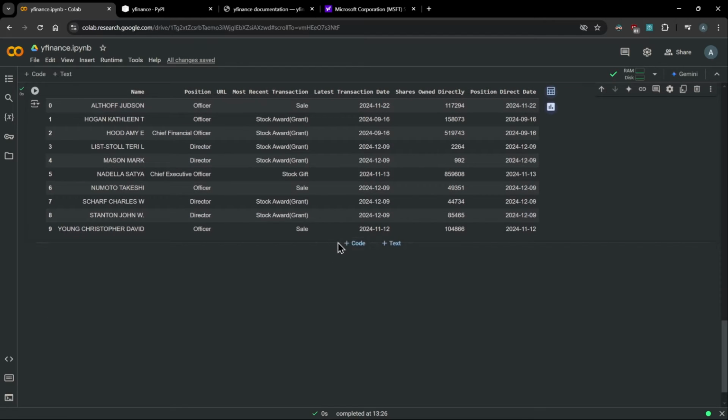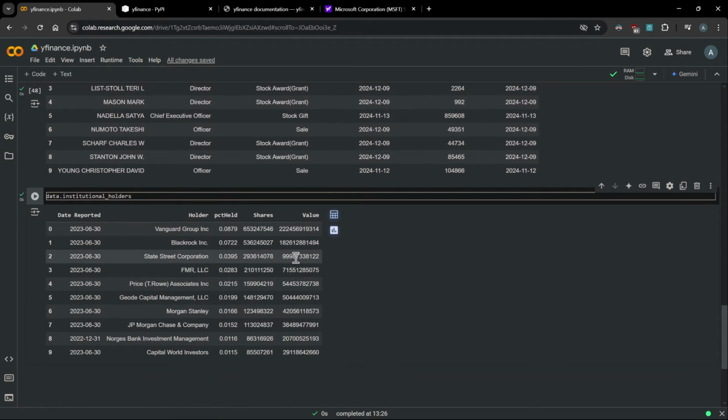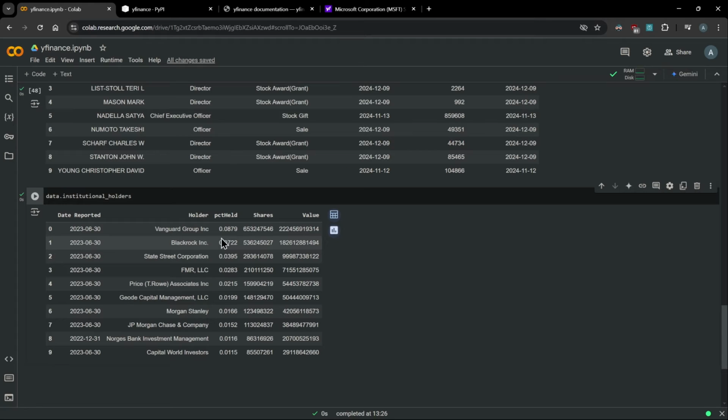Now, if you want to see which institution holds maximum shares in Microsoft, you can just say data.institutional_holders. Enter. No surprise here. It's always been Vanguard, BlackRock, and State Street that own major chunks of companies throughout the world. They have always been top three in every big company. Although these three companies are not very well known, they own a major portion of our world.